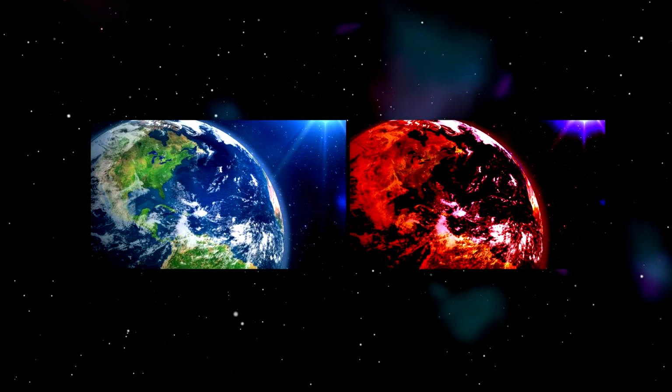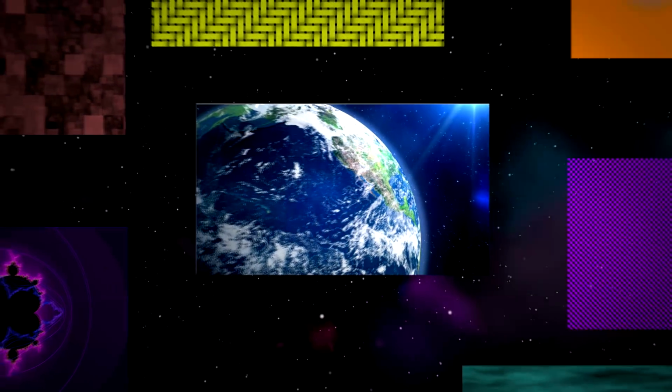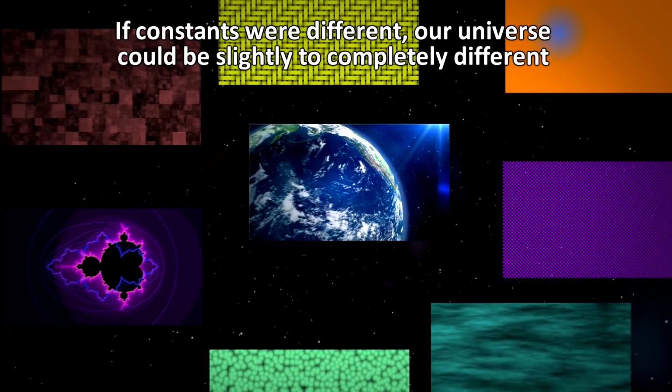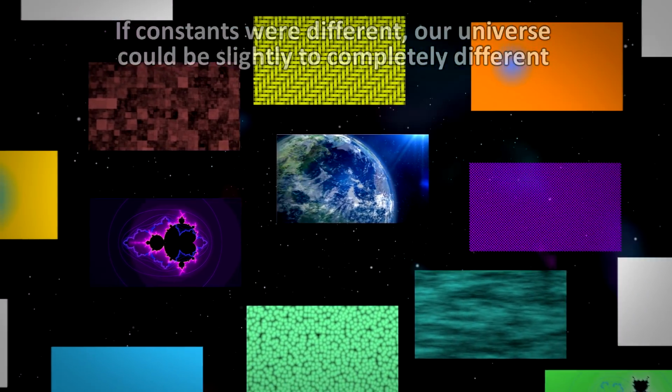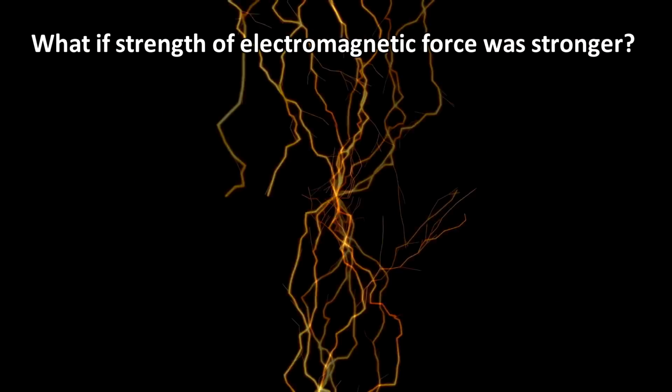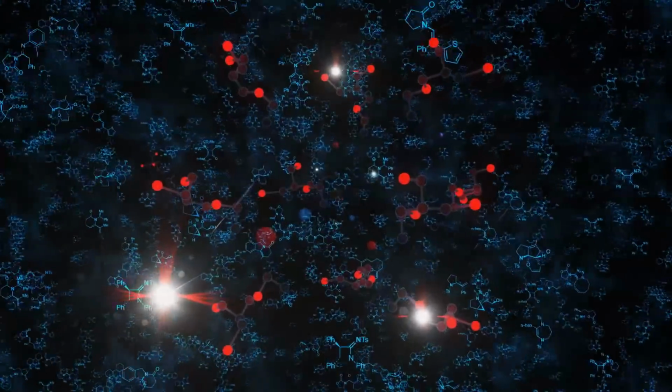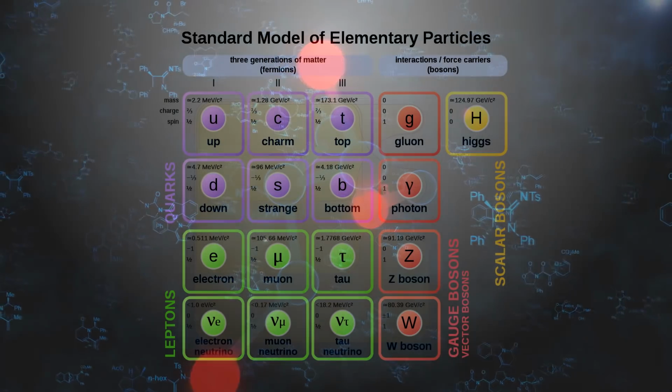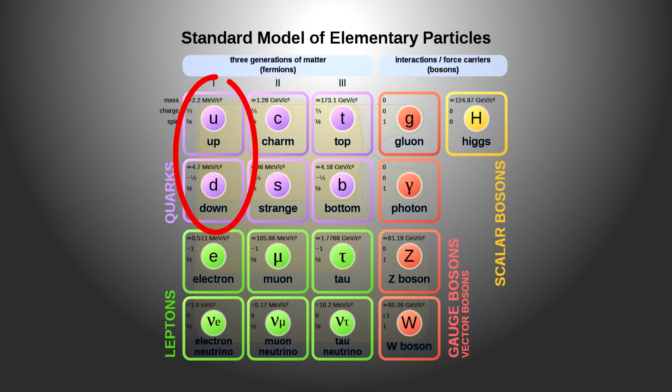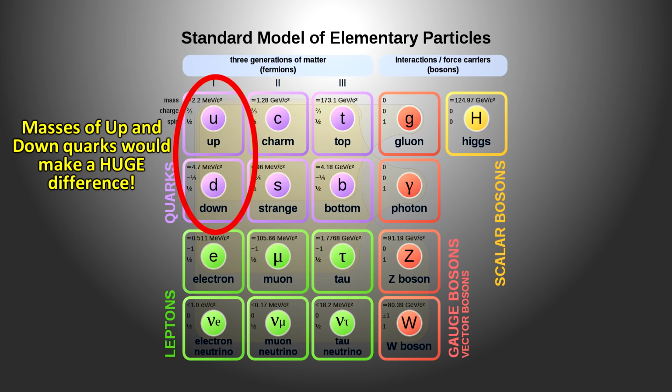What would happen if these constants were some other number rather than the number that we observe? Well, depending on the number you're talking about and the magnitude of the change in that number, our universe would be anywhere from being slightly different to being completely different. So for example, if the strength of the electromagnetic force was stronger, we would likely have smaller atoms, but chemistry would probably still exist. The universe may only be slightly different in that case. However, if the masses of the up and down quarks was much different, there would be no atoms, and we would have a completely different universe.